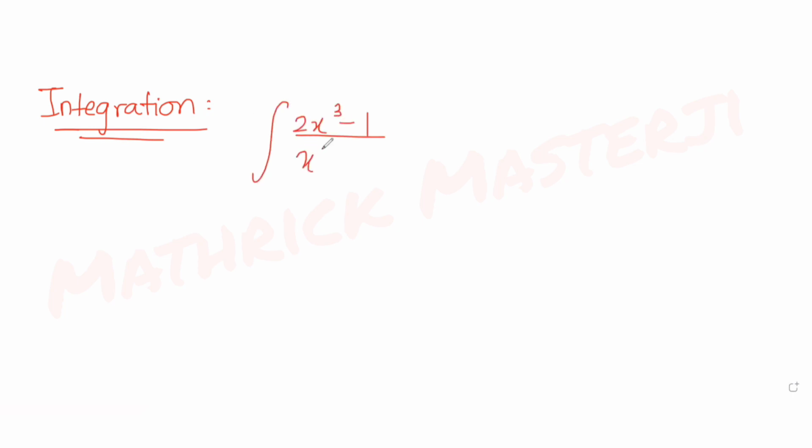Let's see today's question. Today's question we are taking up from the topic of integration. The question says: the integral of (2x cube minus 1) over (x raised to 4 plus x) dx is equal to what, where c is the constant of integration.